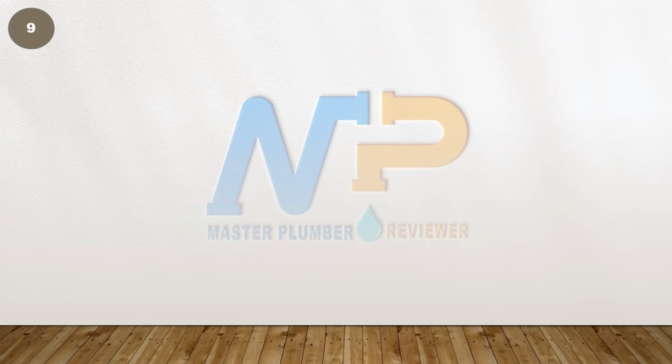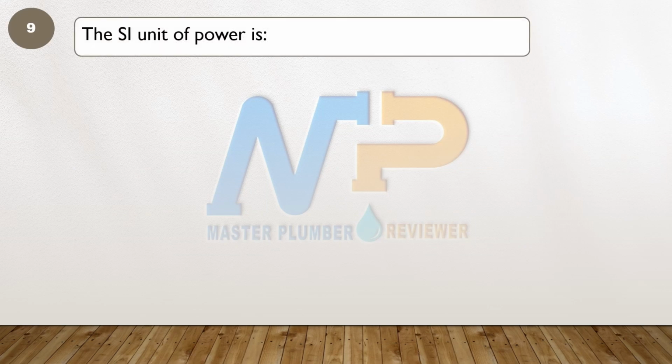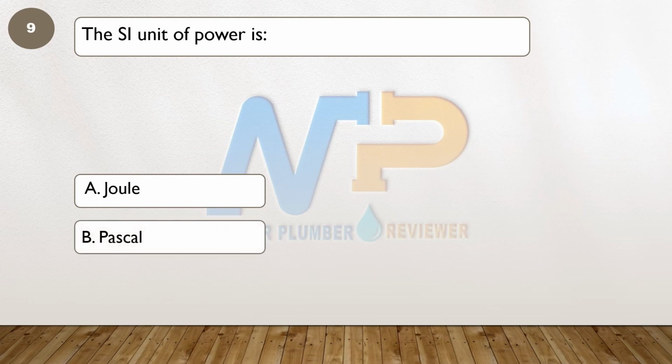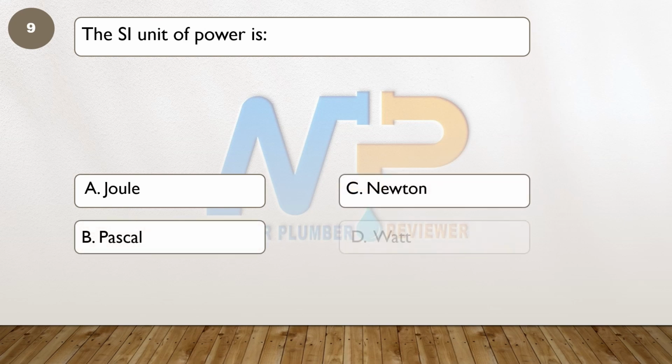Number 9. The SI unit of power is A. Joule, B. Pascal, C. Newton, D. Watt. The answer: it's D. Watt.